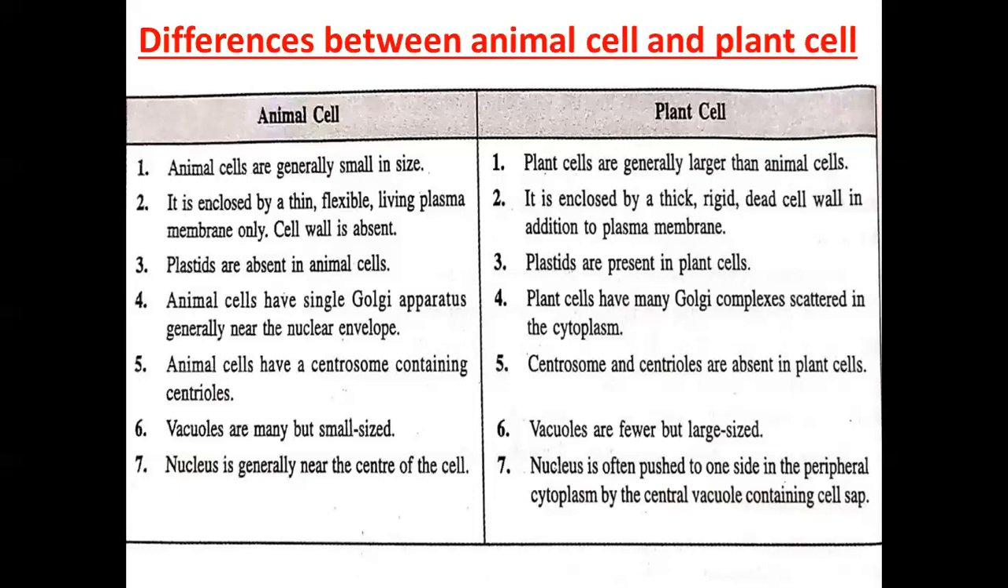Now, animal cells have a centrosome containing centrioles, whereas centrosome and centrioles are absent in plant cells. Instead, polar caps help in cell division. In animal cells, vacuoles are many but small sized, and in plant cells, vacuoles are fewer but large sized. Next, the nucleus is generally near the center of the animal cell, whereas in the plant cell, the nucleus is often pushed to one side in the peripheral cytoplasm by the central vacuole containing cell sap.